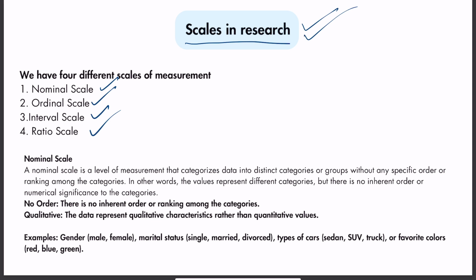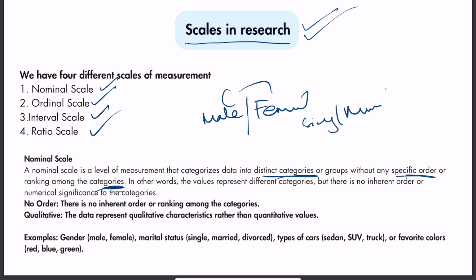Nominal scale is a scale of measurement that categorizes data into two or more distinct groups without any specific order or ranking among these categories, such as male, female. You have no ranking, right? You can't put one above the other, it's just a choice. Next, we have marital status like single, married, divorced. There is no ranking that single is better than married or married is better than divorced. It is what it is.